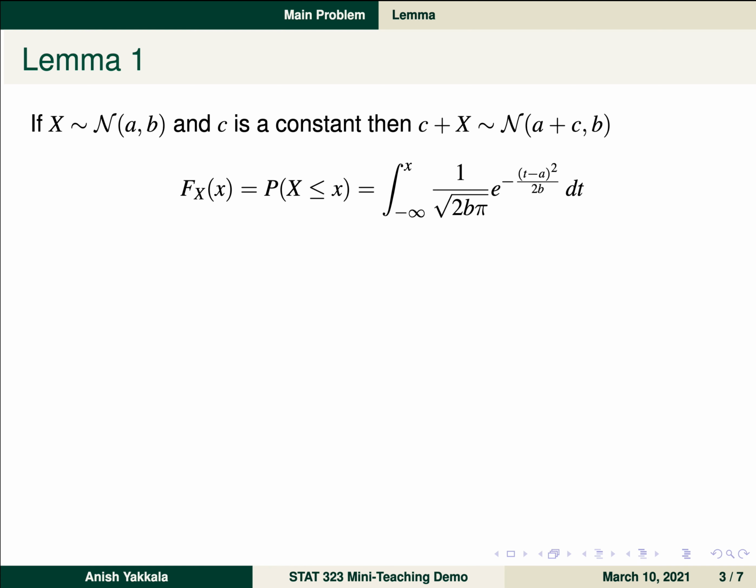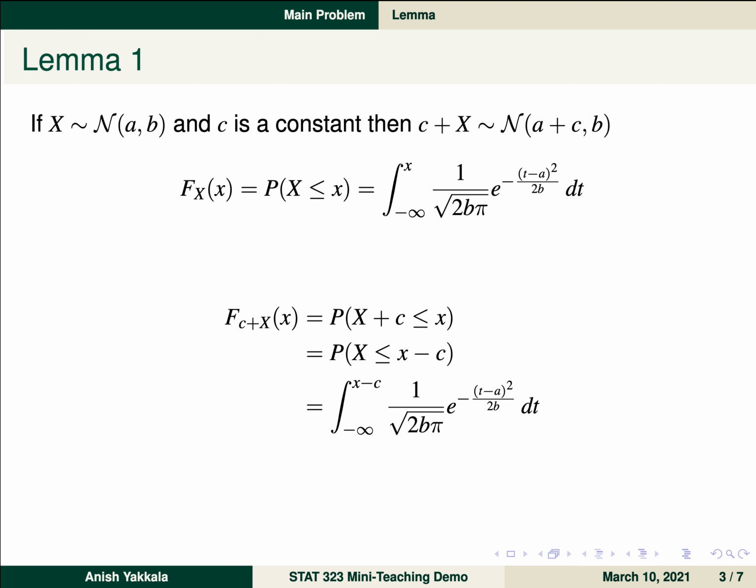Alright, just as a reminder, let's write out the CDF of x. As you can see, that's just a clear integral that represents the normal distribution CDF. Alright, so let's write out the CDF of c plus x. Well, we can just use some algebra to rewrite it as the CDF of x. Let's subtract c from both sides. And now it's a CDF in terms of x. Alright, let's write that out as an integral. And so now it's just an integral from negative infinity to x minus c.